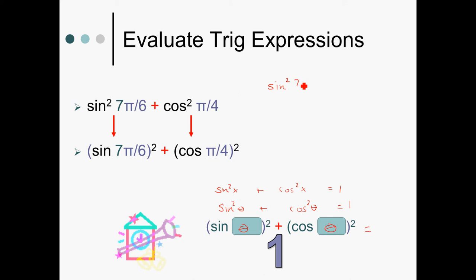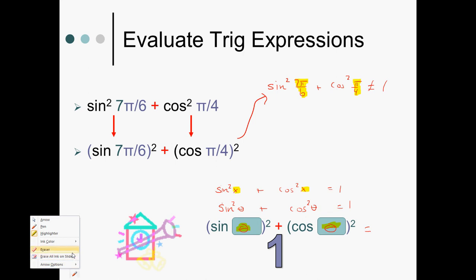Be careful if I do this. Sine squared of 7 pi over 6 plus cosine squared of pi over 4. Does that equal 1? No, that's this problem, right? That's that problem. We did not get 1. That does not equal 1 because the two arcs are not the same. This identity only works if you have the same theta, which is degrees, or the same arc, which is x. All right, now I'm done. Have a good one.